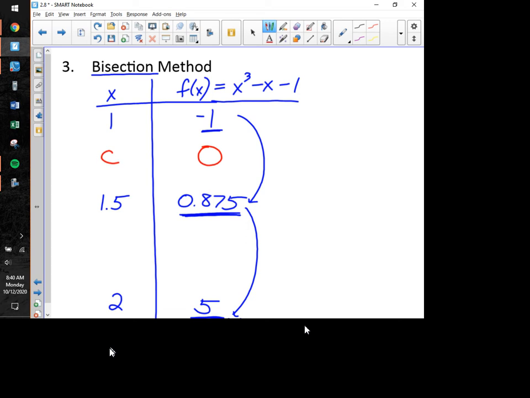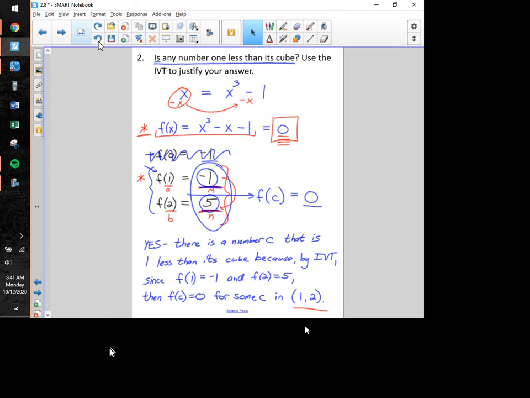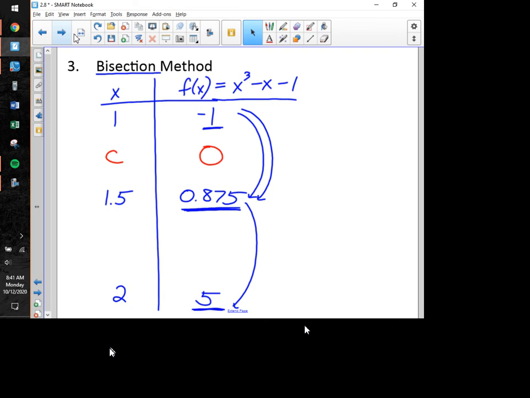So where are we? We now know that C has to be located somewhere between the x values of 1 and 1.5, because that's where we saw the sign change in our y values. So now, instead of where we were 5 minutes ago when we said, okay, yes, there has to be a number, and I know it's in an interval from 1 to 2 with a gap of 1 there, now we've bisected that interval and we've done a better job of locating it.